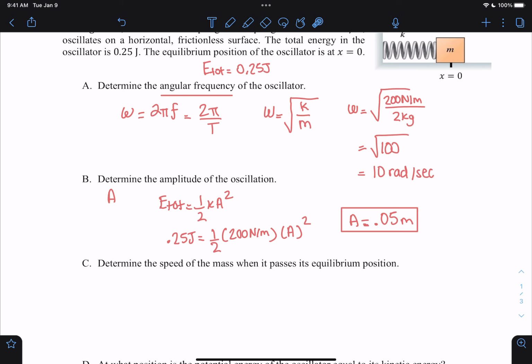Exactly. Yep. Hopefully that relationship between the graph and the energies made sense there, because at the peaks it's all potential. At the equilibrium position, at x equals 0, then you would have all kinetic, 0 potential, because at that point, when we're looking at half kx squared, x is 0 at the equilibrium position, so there's no spring potential energy anymore.